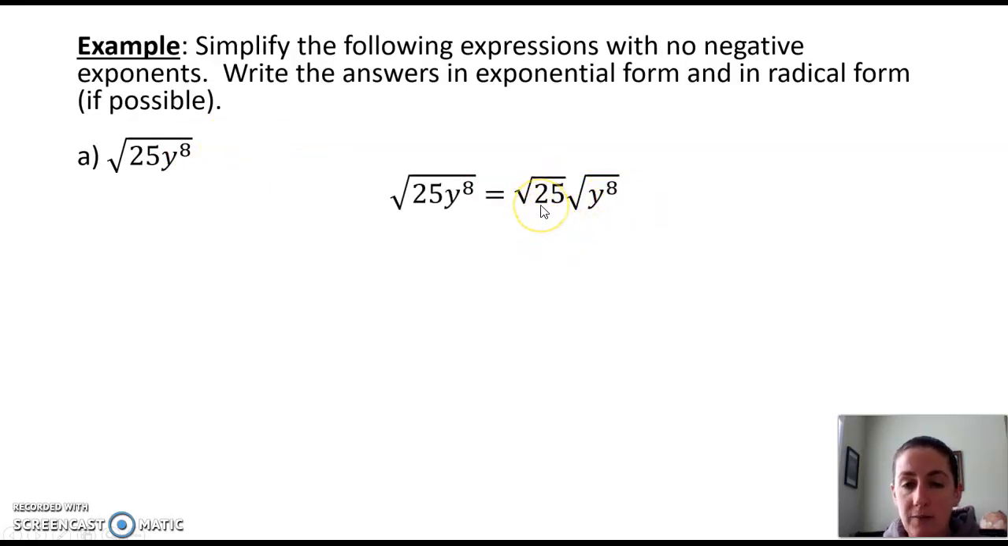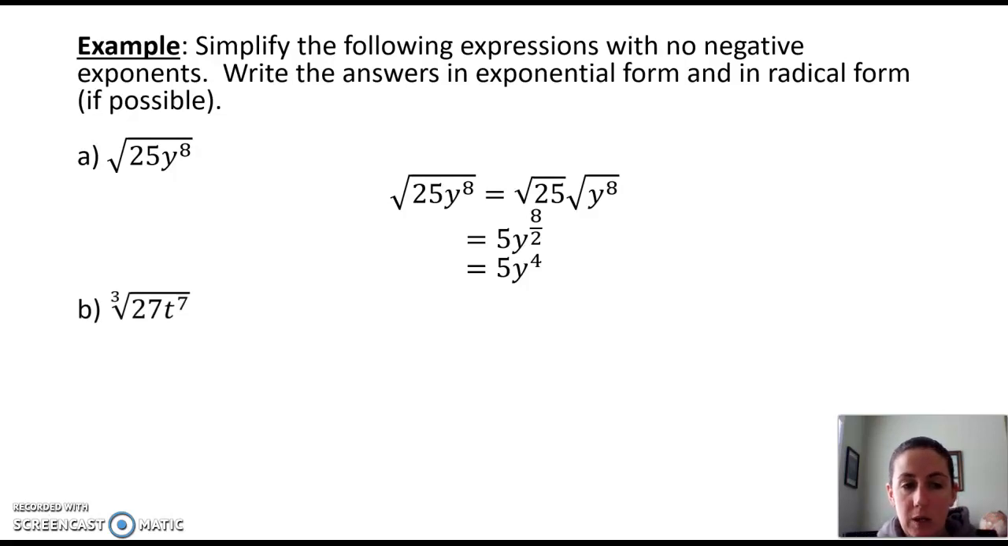Well, the square root of 25 we know is 5. And here we can rewrite this as, remember there's an imaginary 2 here, y to the 8 over 2. And so that will reduce to y to the 4th. So the square root of 25y to the 8th is 5y to the 4th.